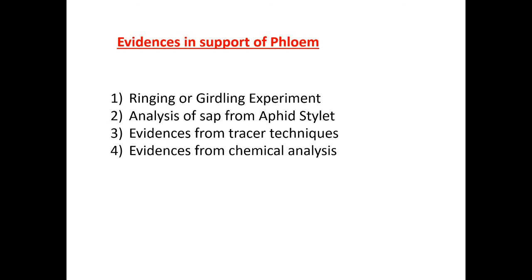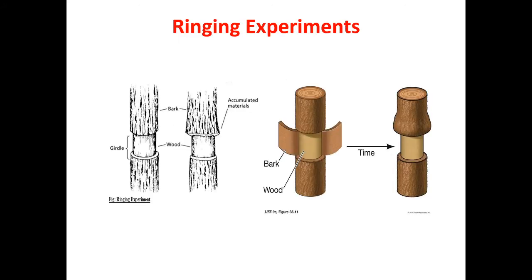The first one is the ringing or girdling experiment, then analysis of sap from aphid stylet, evidences from tracer techniques, and evidences from chemical analysis. All these evidences support that the translocation of sugars takes place through phloem. The first one is ringing experiments, which we also call girdling experiments.